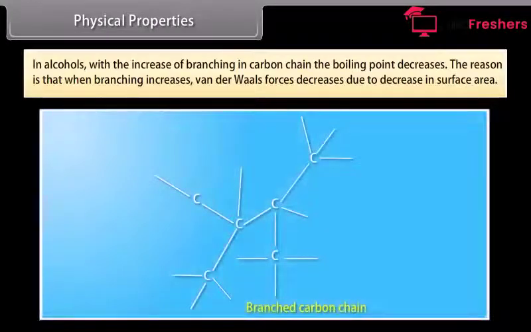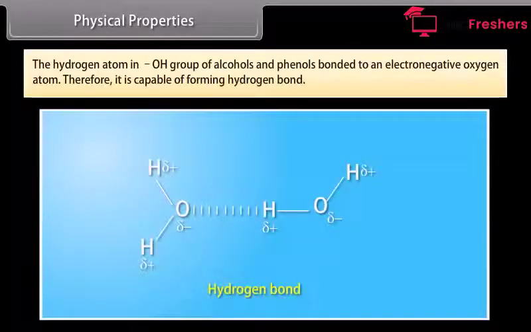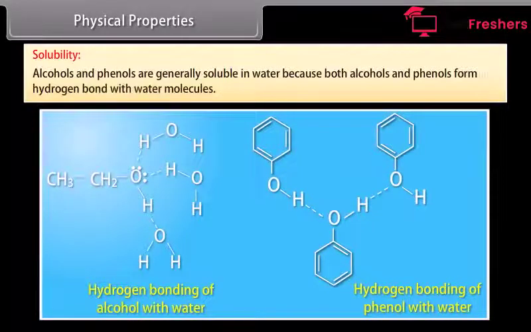In alcohols, with the increase of branching in the carbon chain, the boiling point decreases. The reason is that when branching increases, van der Waals force decreases due to decrease in surface area. The hydrogen atom in the OH group of alcohols and phenols is bonded to an electronegative oxygen atom, therefore it is capable of forming hydrogen bonds. Solubility. Alcohols and phenols are generally soluble in water because both form hydrogen bonds with water molecules.